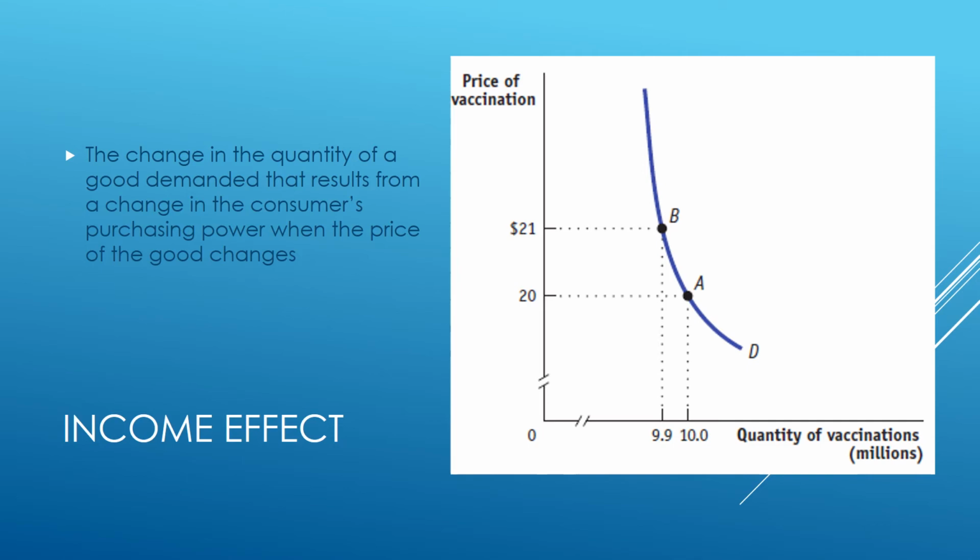So it works the same way here, a substitution in this case. Because the price has gone up from 20 to 21, we're going to demand a smaller quantity of, in this case, vaccines, because it has reduced our purchasing power overall, because we cannot buy as much now as we could before. This is the income effect.